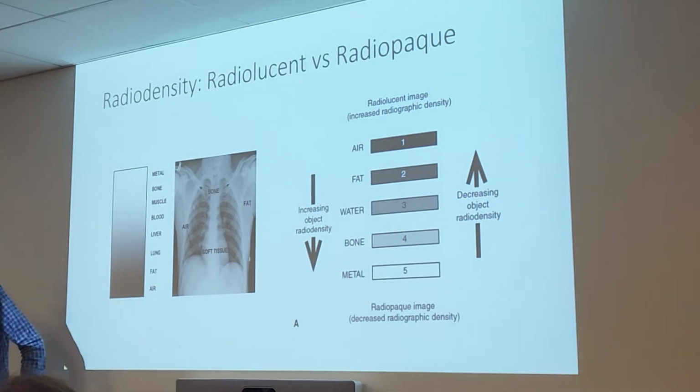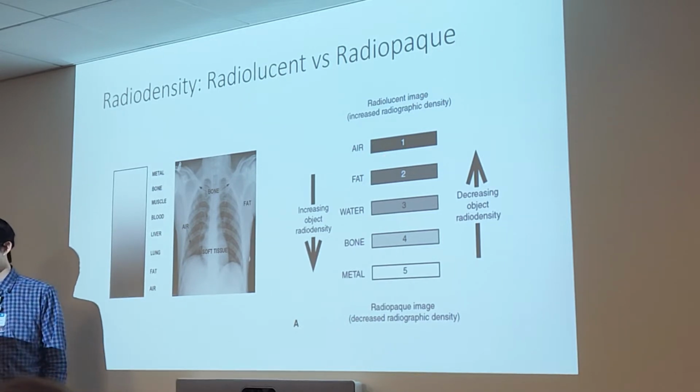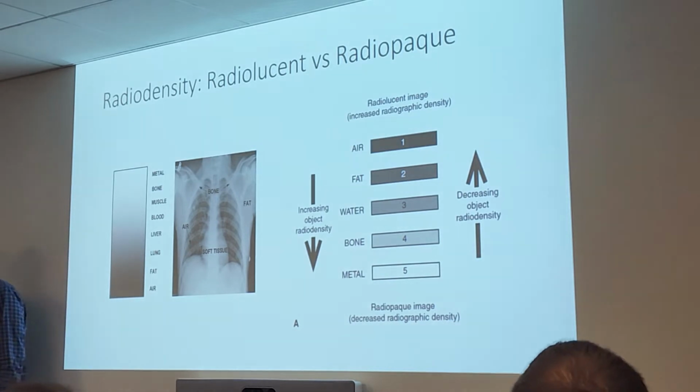So what is the question? Sort the following from most to least radiopaque. So which one here is most radiopaque? Metal. Metal, great. So metal, bone, water, fat, and then least radiopaque is air. I did the opposite. Okay, now we know.